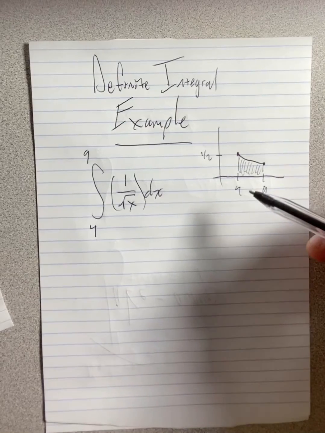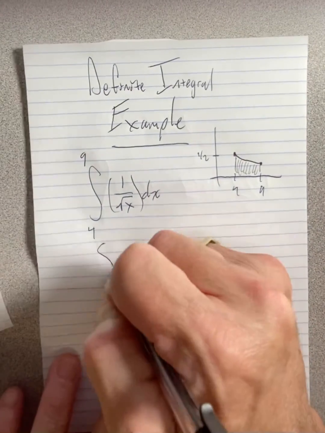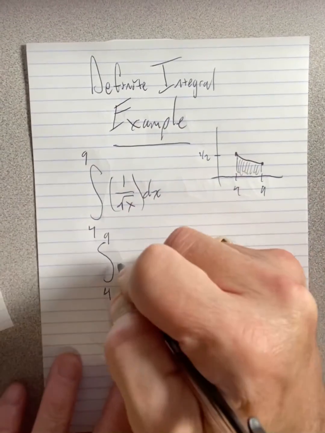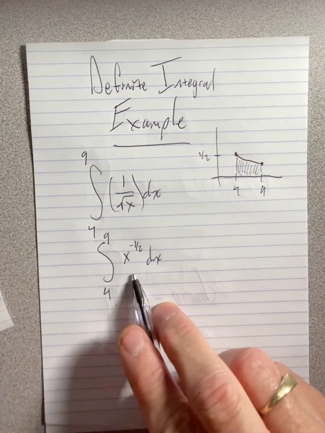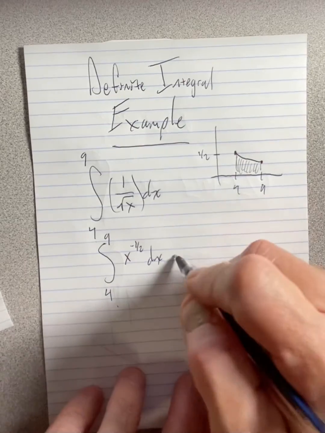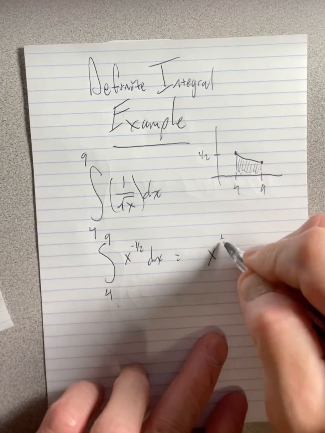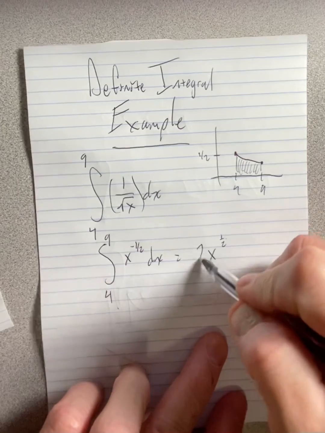So how do I do it? Well, the first thing I'm going to do is rewrite this as x to the negative 1/2 so I can use my power rule of integration. And my power rule of integration says add 1 to the power and get 1/2, and then I take the reciprocal of this and put it out front.